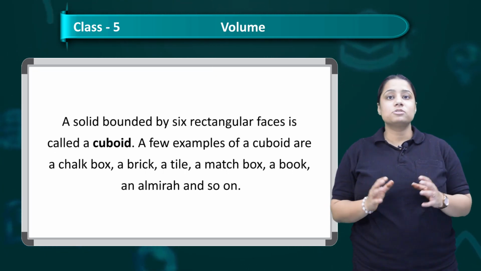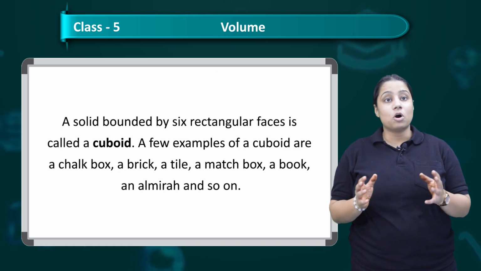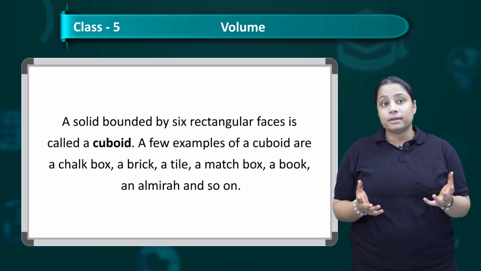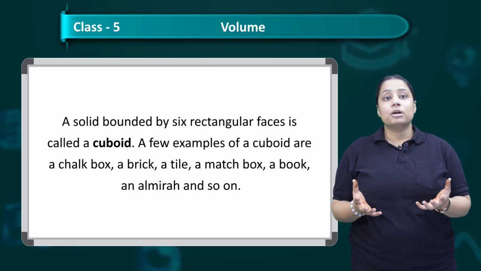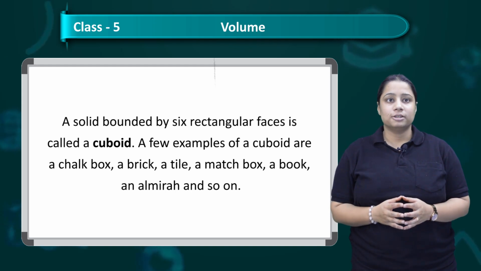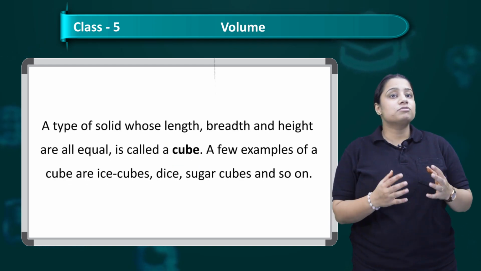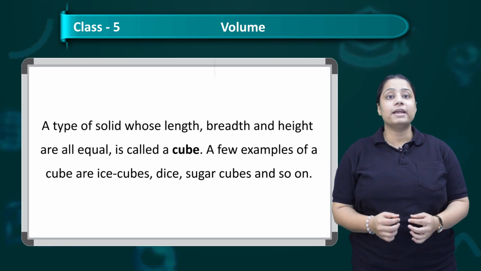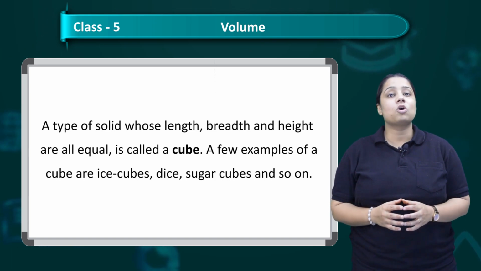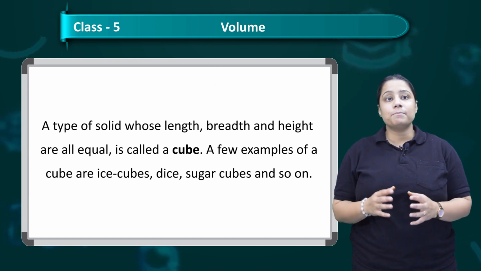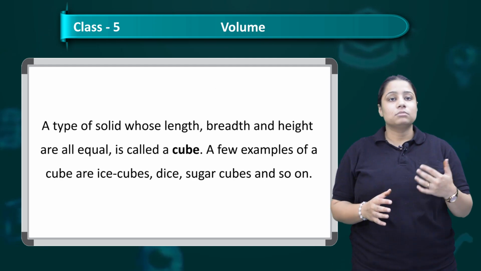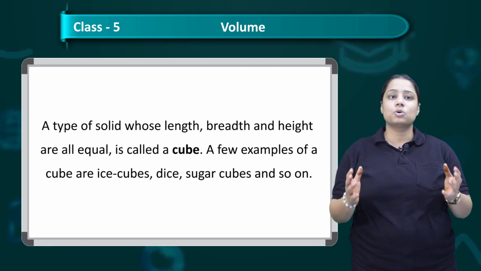A few examples of a cuboid are a chalk box, a brick, a tile, a matchbox, a book, an almirah, and so on. Cube. A type of solid whose length, breadth, and height are all equal is called a cube. A few examples of a cube are ice cubes, dice, sugar cubes, and so on.